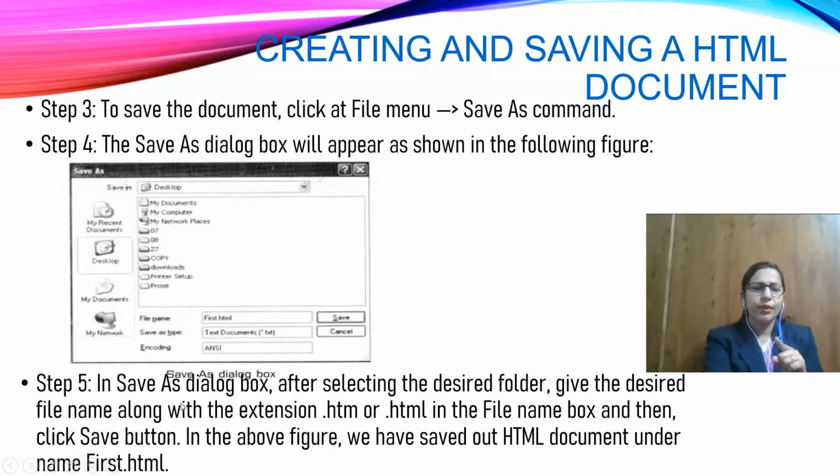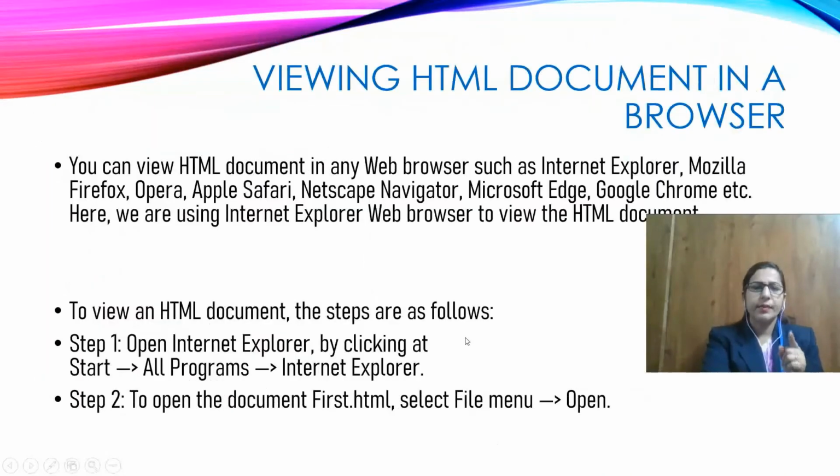Okay, so what is my file name? This is the first HTML file, so first.html, and click on the Save button. As you click on the Save button, you will be able to see it on the browser. And now how can we view the HTML document which we have designed? So we have to do one thing. First we have to open any browser like Mozilla Firefox or Opera or Apple Safari, any. Okay, see here, I am just opening Internet Explorer.